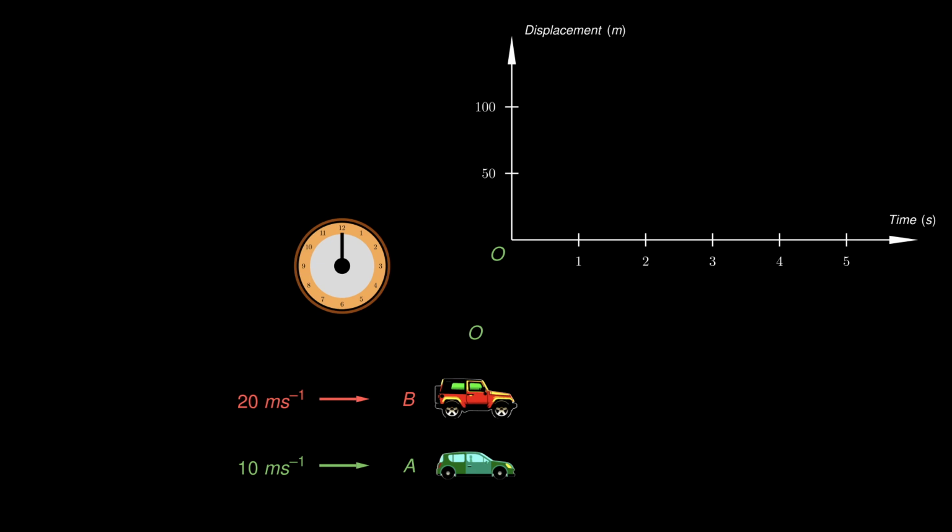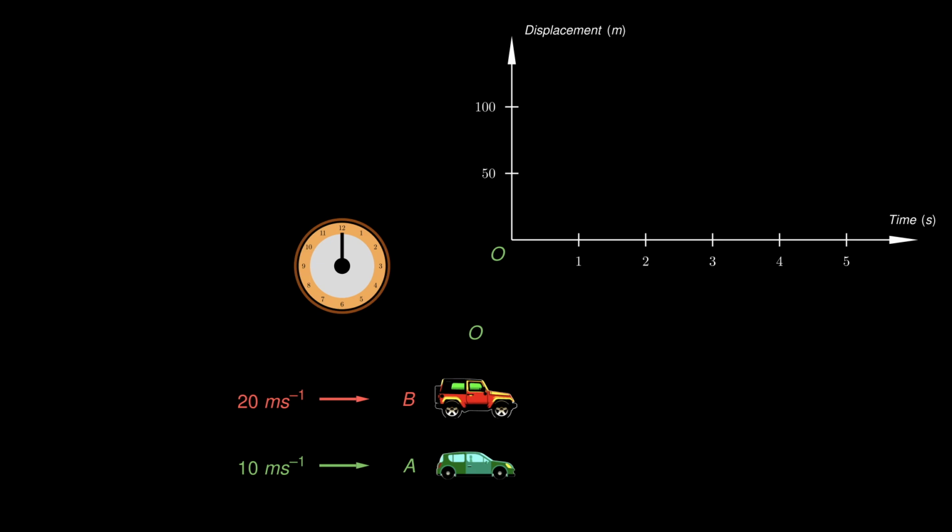It's important to understand that the reference point doesn't necessarily have to be point O, we could choose any other point as our reference. However, selecting point O simplifies the problem because it's the point where both vehicles are located when we start measuring time.